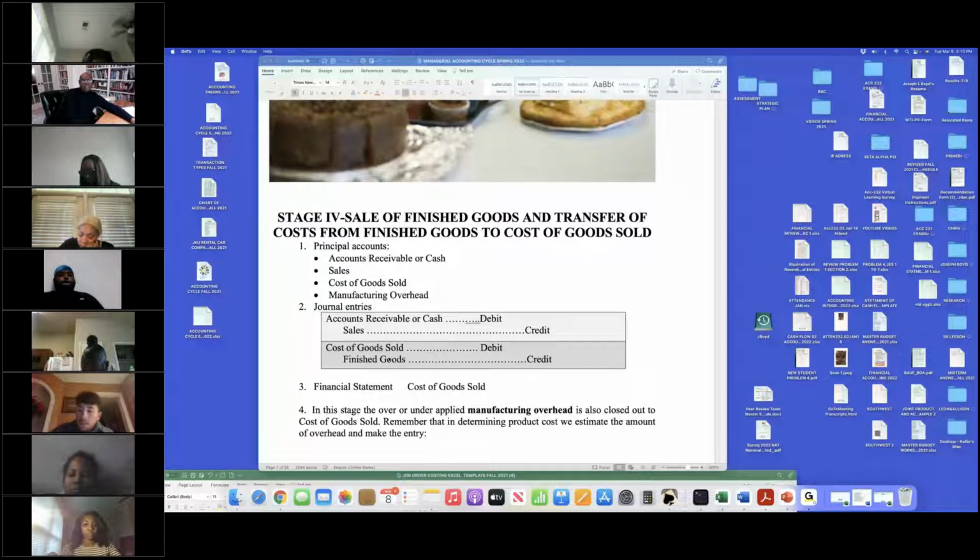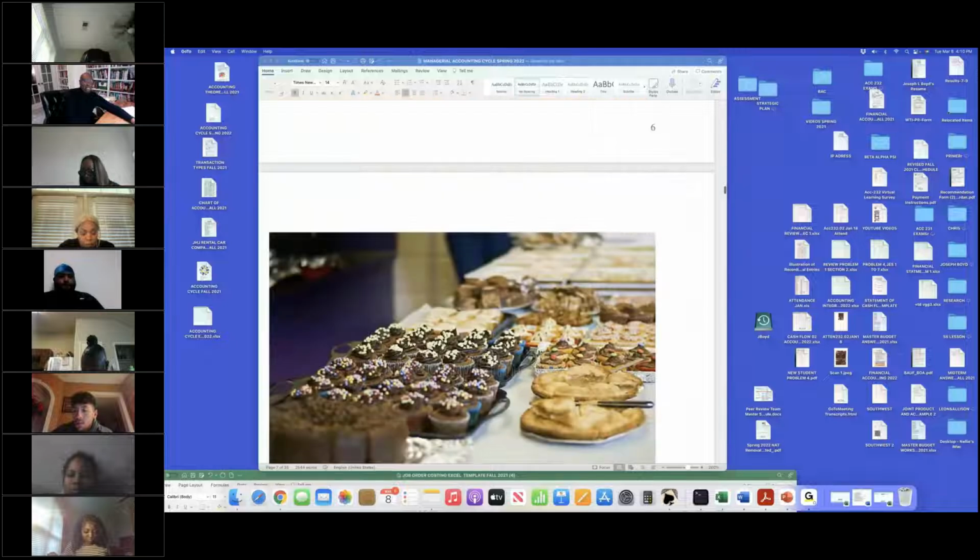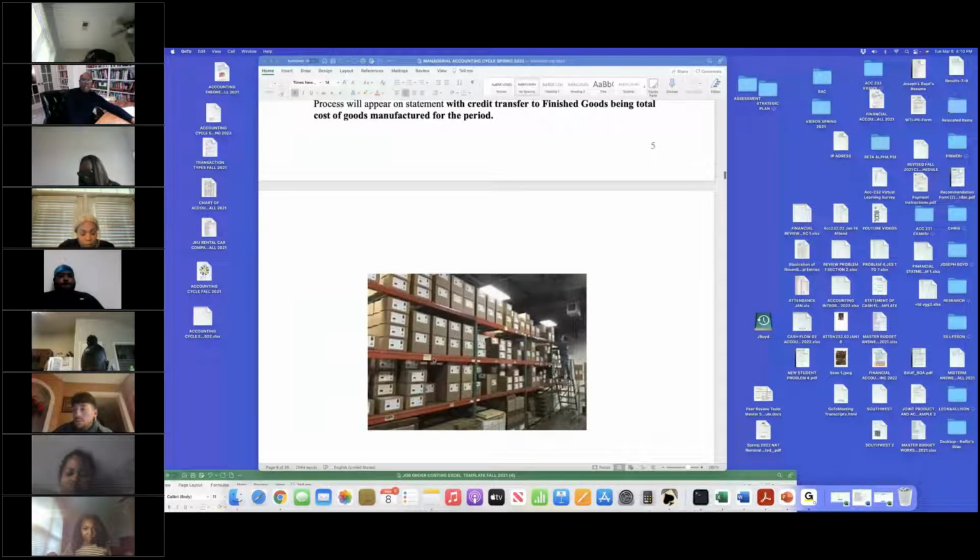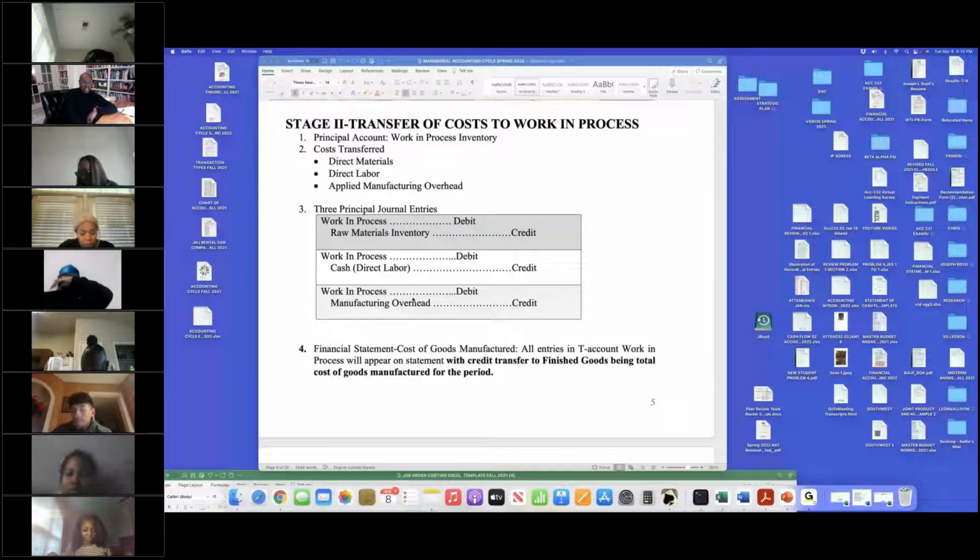When we are in stage 2, we have to estimate what the inventory is. All of the costs won't be there, but we estimate the costs.